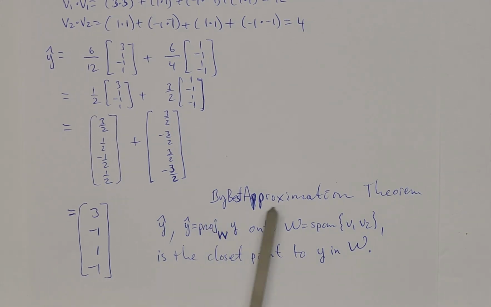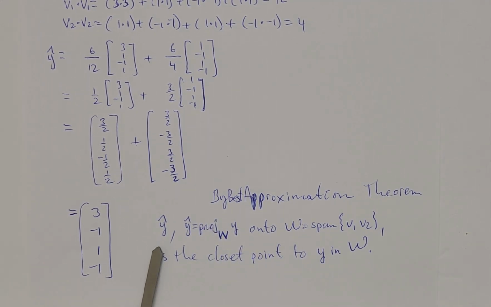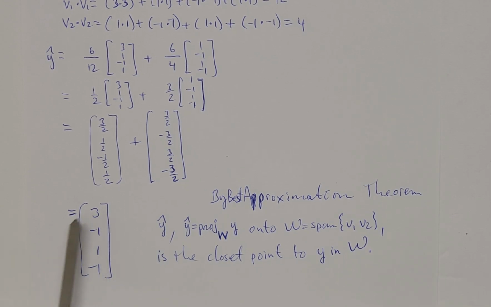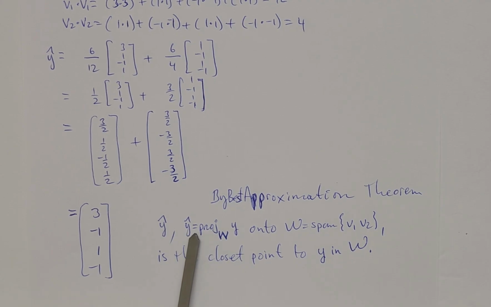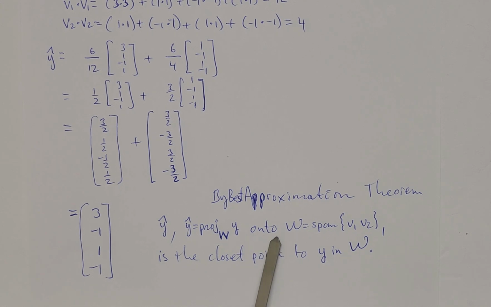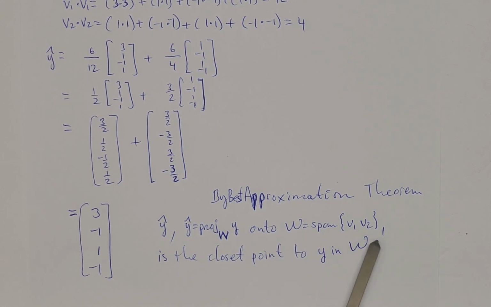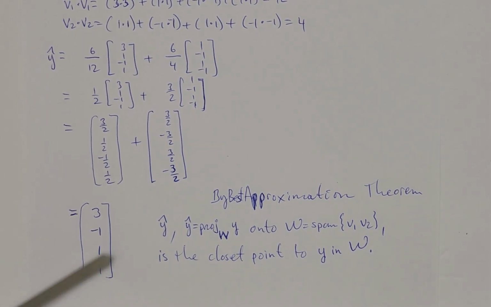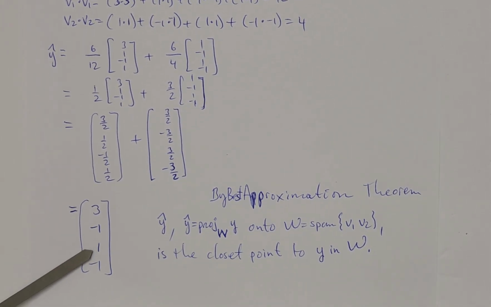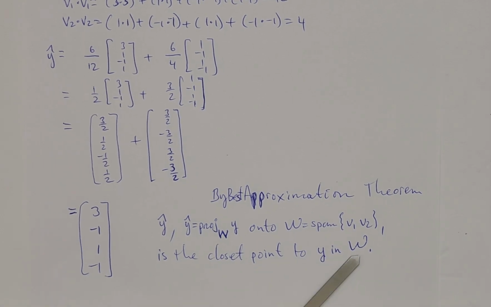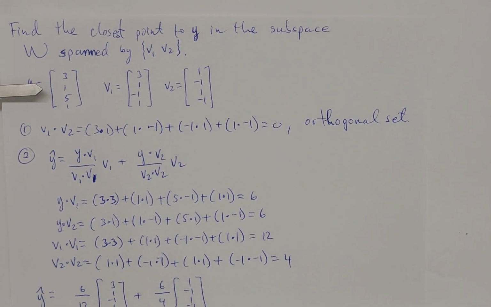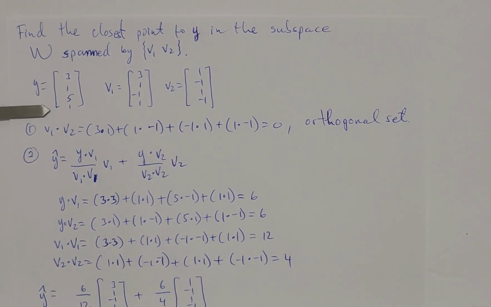So by the best approximation theorem, this is y hat, and see how it is written right here: y hat is equal to the projection of y onto W, span V1, V2, and it is the closest point to y in W. So this answer right here is the closest point to y in W. And what is y? y is this up here. This is y. And this is what we're looking for.